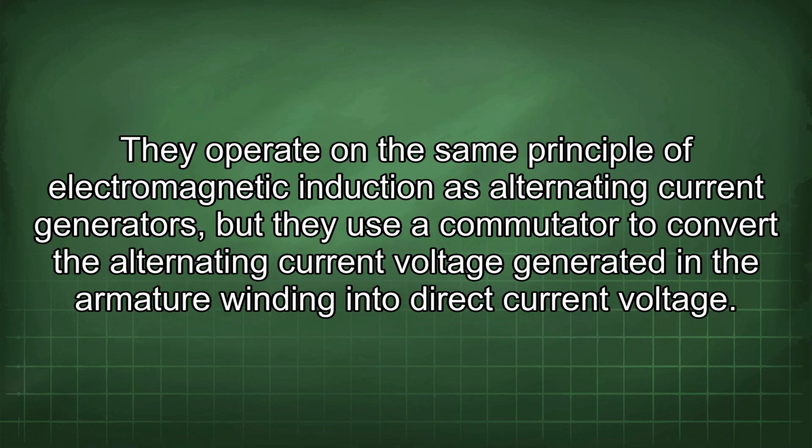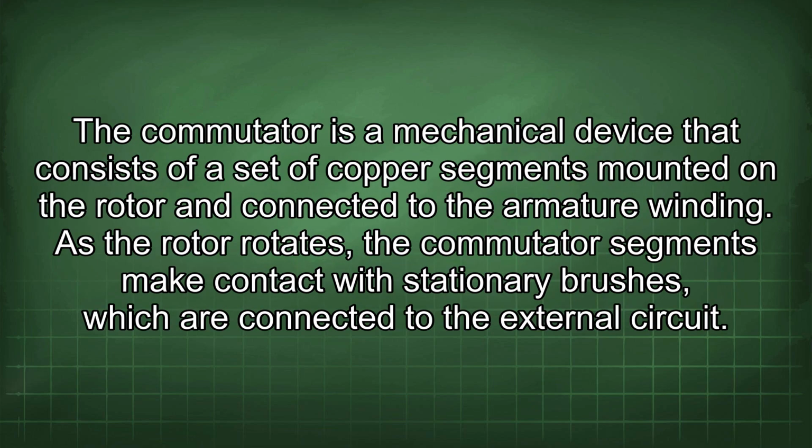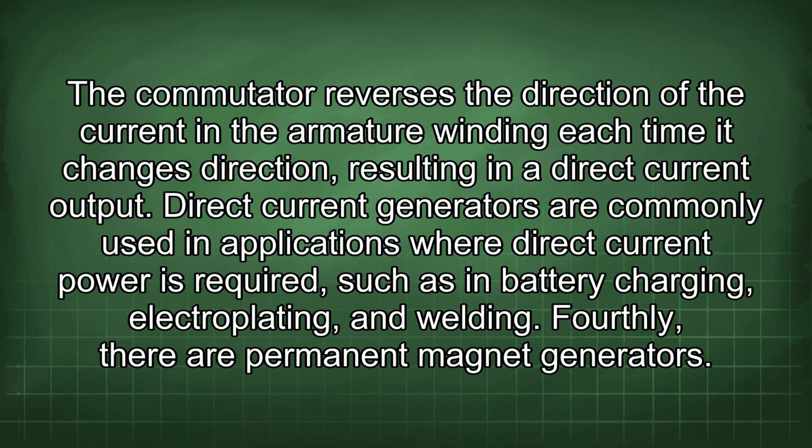They operate on the same principle of electromagnetic induction as alternating current generators, but they use a commutator to convert the alternating current voltage generated in the armature winding into direct current voltage. The commutator is a mechanical device that consists of a set of copper segments mounted in the rotor and connected to the armature winding. As the rotor rotates, the commutator segments make contact with stationary brushes, which are connected to the external circuit. The commutator reverses the direction of the current in the armature winding each time it changes direction, resulting in a direct current output.